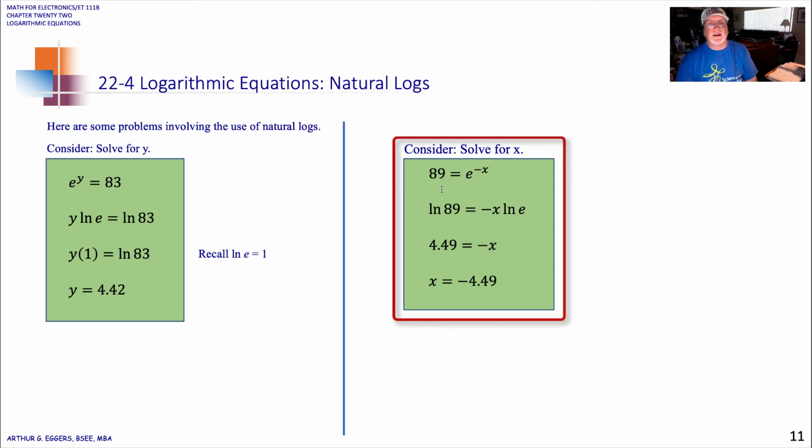Solving for x, then, we're just moving the expression around so you get used to seeing it on both sides of the equation. 89 is equal to e to the minus x. So I take the natural log of 89 is equal to minus x times the natural log of e. Again, recall the natural log of e is equal to 1. So I have minus x is equal to 4.49, or x is equal to minus 4.49 by moving the negative sign to the right side of the expression.